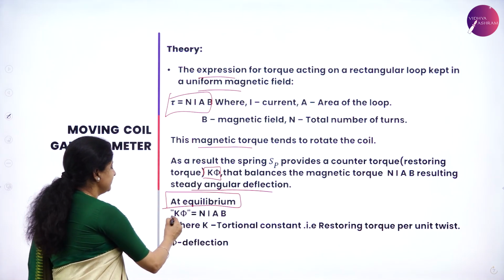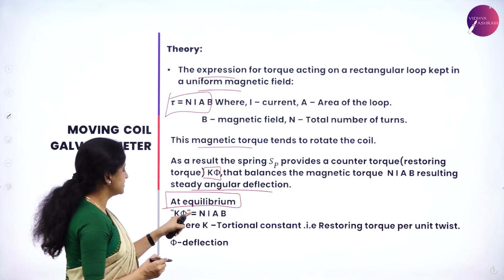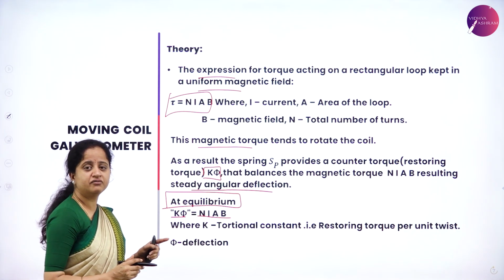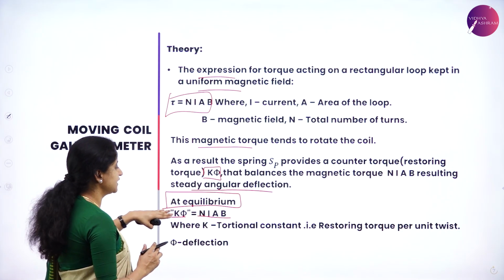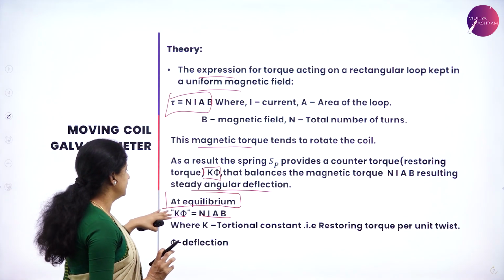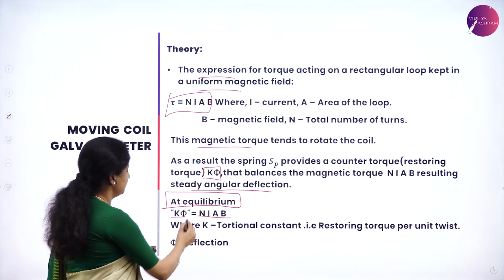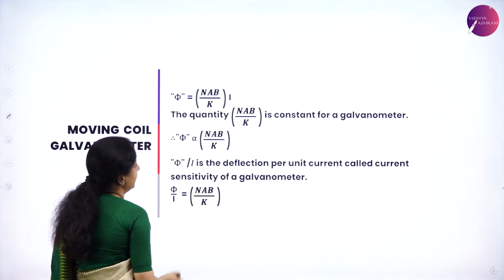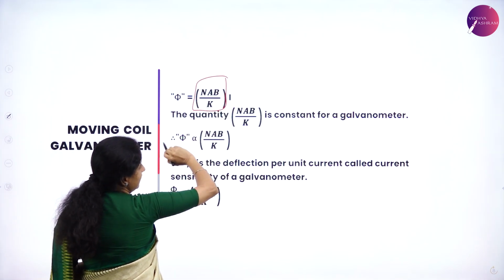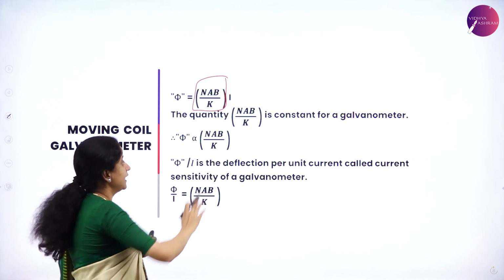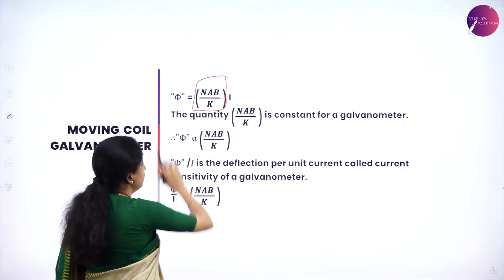At equilibrium, we know K phi, the anti-torque or restoring torque developed by the coil, is equal to the magnetic torque of a rectangular coil placed in a magnetic field, that is NIAB. In this expression, K is the torsional constant, the restoring torque per unit twist. So we can write phi is equal to NABI divided by K. This quantity NAB divided by K is constant for a galvanometer, except the current. The rest of the things on the right-hand side are constant for a galvanometer.